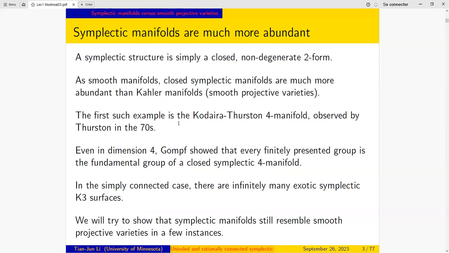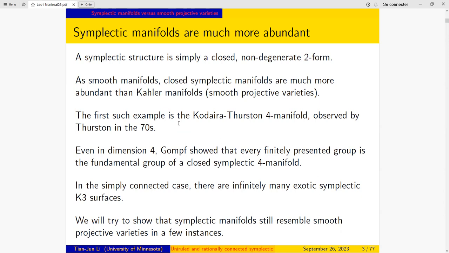Well, a symplectic structure is a very simple structure. It just has a two form, right? It is a closed non-degenerate two form. So nowadays we know there are many, many more symplectic manifolds than Kähler manifolds and projective varieties. I think 40 years ago that wasn't the case. I think the Kodaira-Thurston manifold was the first one. Thurston found it, but it was studied by Kodaira as a compact complex surface in the 50s.